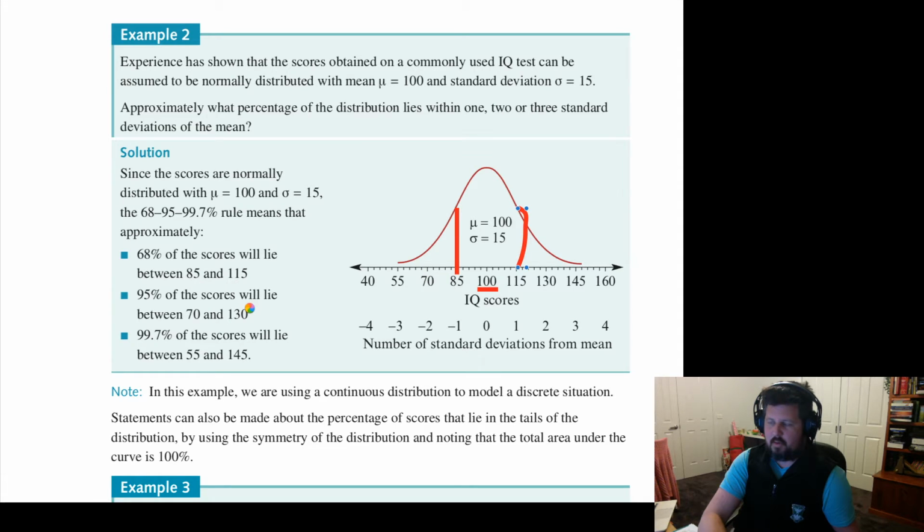Last but not least, 99.7% of the scores lie within three standard deviations. Three standard deviations below we wrote on there was 55, and three standard deviations above is 145. So that's pretty awesome to be able to do that.